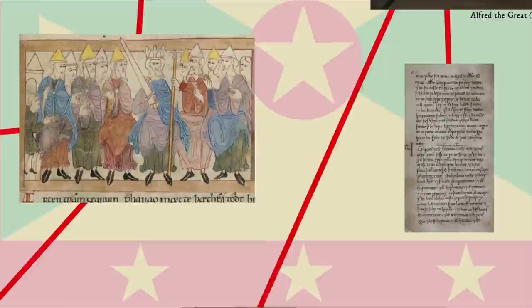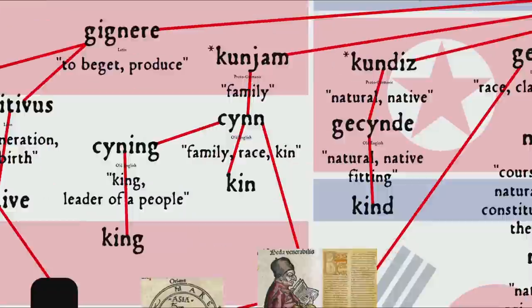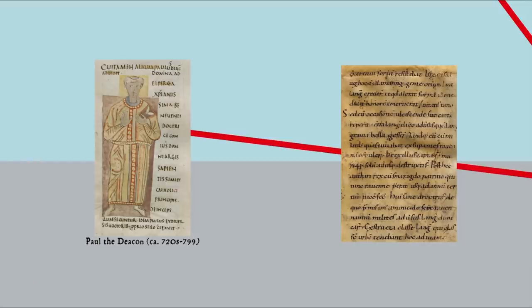The term Anglo-Saxon was first used in Latin in continental sources during the 8th century to distinguish continental Saxons from those in Britain, the English Saxons. So it was a marked term and not a collective compound word to refer to a broader cultural unit. It was first recorded in the writings of Paul the Deacon in Italy.